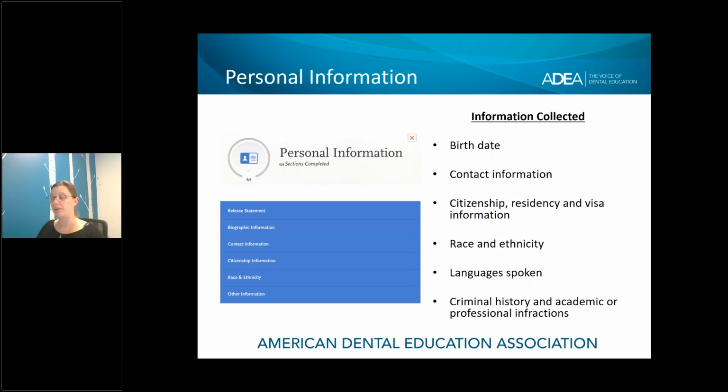So the first section of the application is personal information. It does have 6 parts that need to be completed as seen on the left. This includes the applicant's birth date, addresses, phone number, citizenship, residency or visa information, race and ethnicity, which is optional, a list of languages spoken, and information on any criminal history or previous academic or professional infractions. It is important that each applicant accurately represent his or her citizenship and visa status.